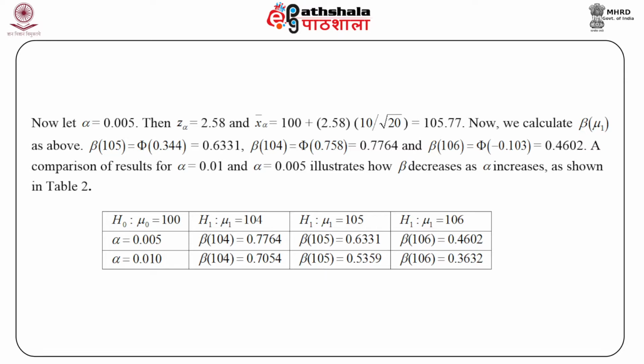So we have the null hypothesis where we have μ0 equal to 100 and we have alpha equal to 0.005 and alpha equal to 0.010. In our second column, we have the alternative hypothesis of μ1 equal to 104 and then of 105 and then of 106. And we have these different calculated values of betas for 104, 105 and 106. So this table basically shows the relationship between the probabilities of type 1 error and type 2 errors.